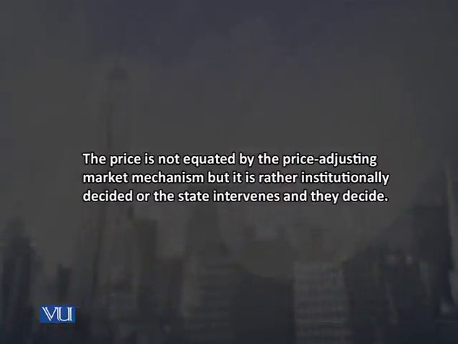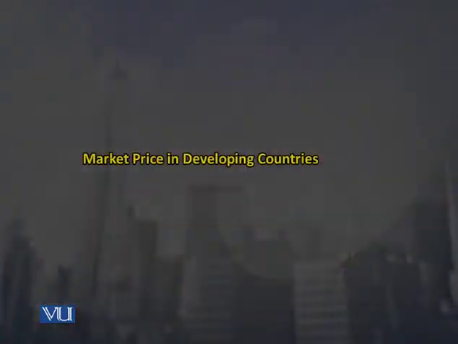Supply seems to be a bit rigid, and overall the supply and the amount demanded are equated not by the price adjusting market mechanism as I've just discussed with you, but it is rather institutionally decided, or the state intervenes and decides that this is going to be the price that will be paid by the people who are participating in this process of acquiring education, and it will not be the market price as determined by the market mechanism.